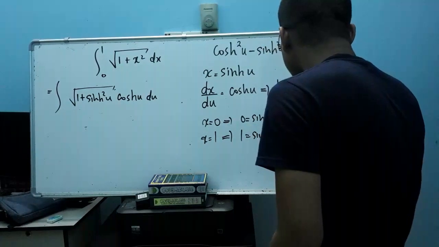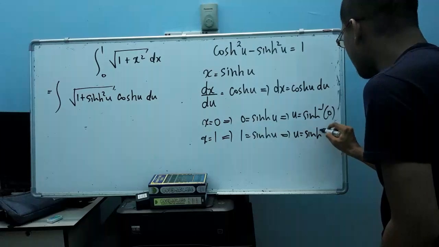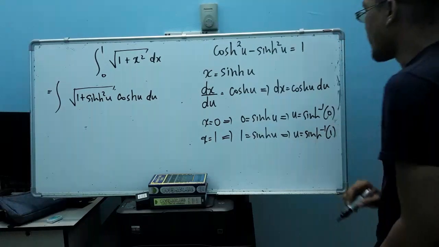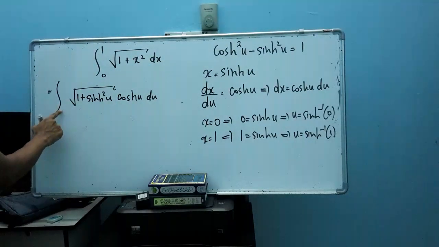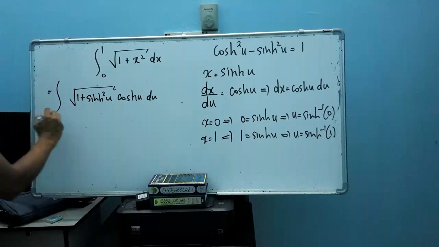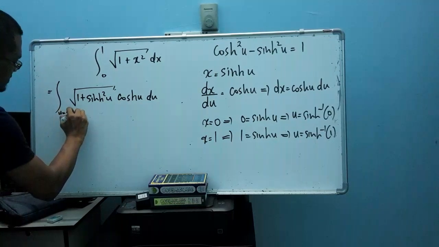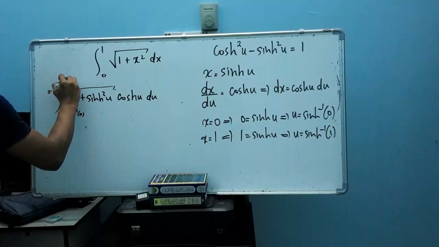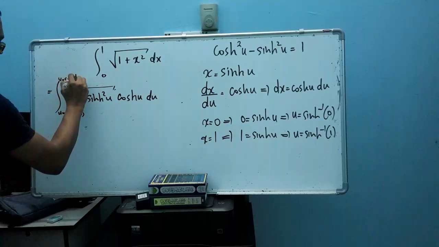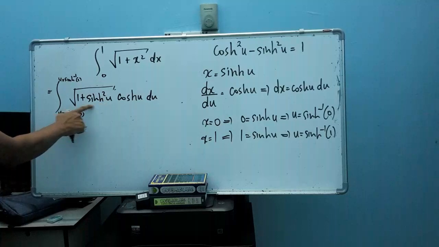So therefore my u here is equal to, I take the inverse here, so I will have sinh inverse 1. So this is the new limit of integration with respect to u: u equals sinh inverse 0, and of course u equals sinh inverse 1.